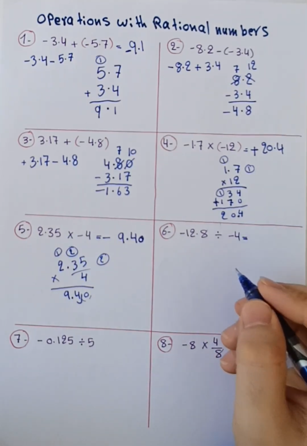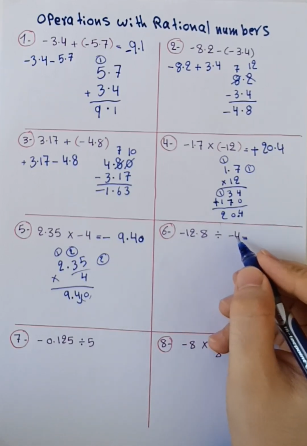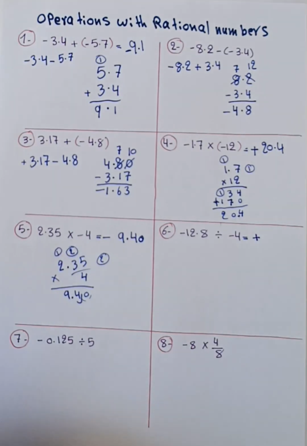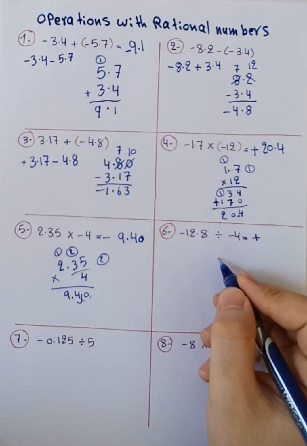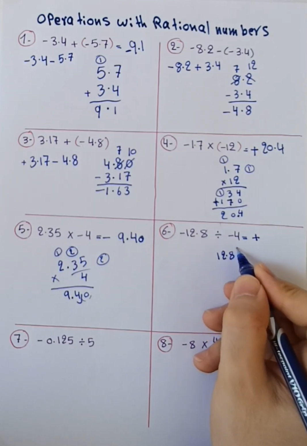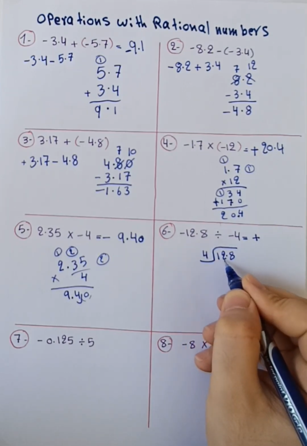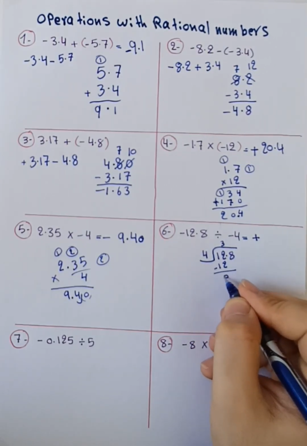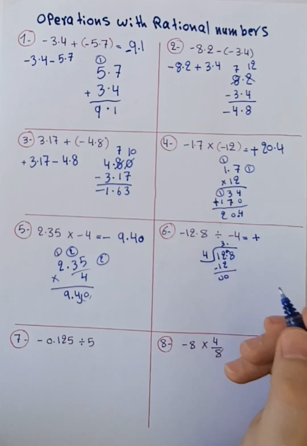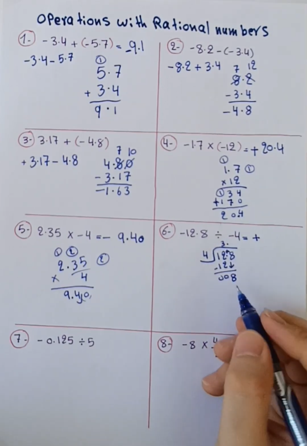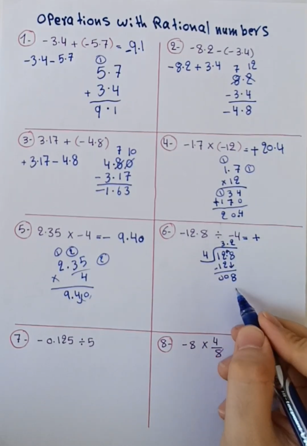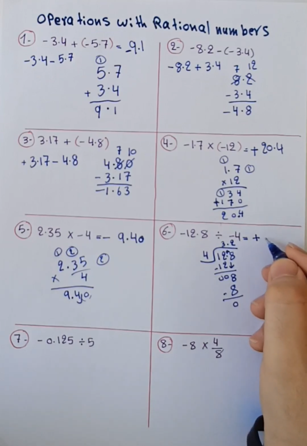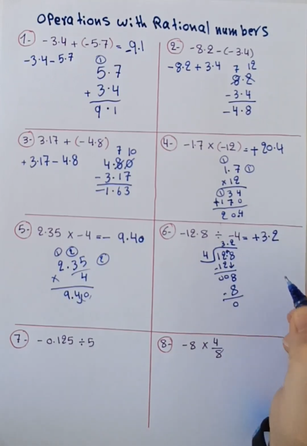First we multiply the signs. Minus times minus is plus. After that we have to divide. 12.8 divided by 4. 12 divided by 4 is 3. 3 times 4 is 12. And then you have to write the decimal point in the quotient, and bring down 8. 8 divided by 4 is 2. 2 times 4 is 8. 8 minus 8 is 0. So the quotient is positive 3.2.